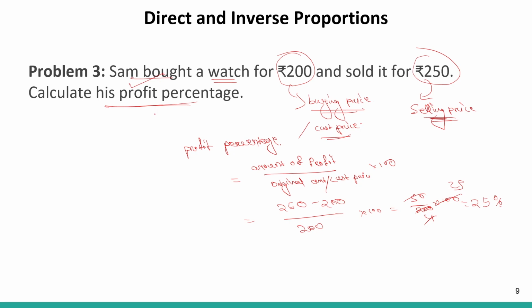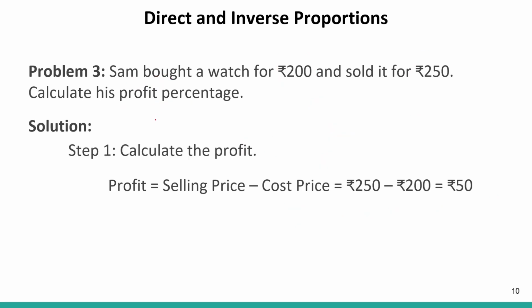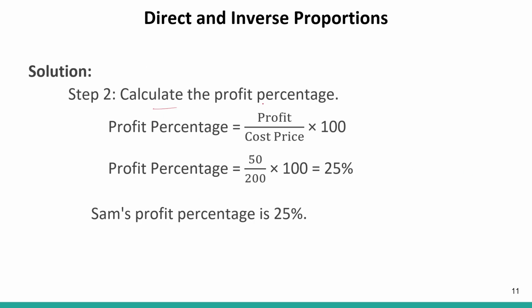So let's go forward with the solution, the step-by-step solution. Step 1 is to calculate the profit. Profit is selling price minus cost price, so 250 minus 200, which is equal to 50 rupees. In step 2, we calculate the profit percentage using the formula: profit by cost price or original price into 100. So the profit percentage will be 50 by 200 into 100. This is 1 by 4, and this is 25, since 25 into 4 is equal to 100. So Sam's profit percentage will be 25%.